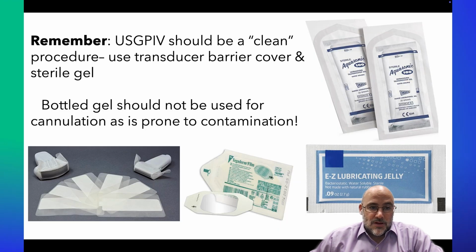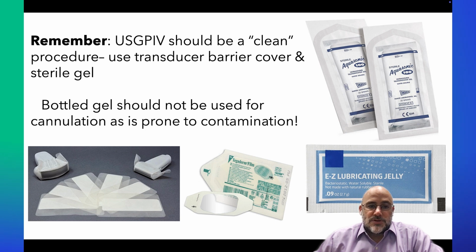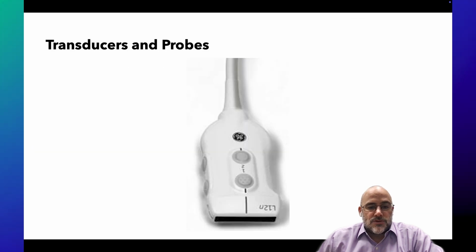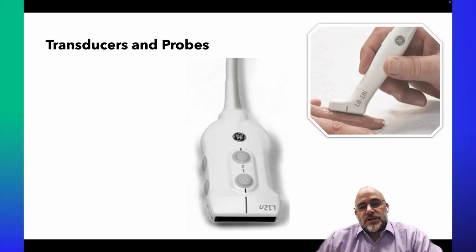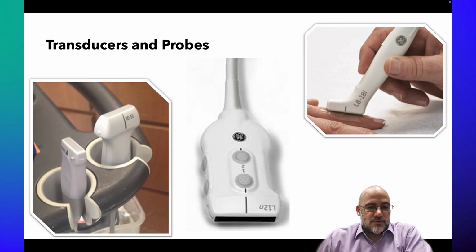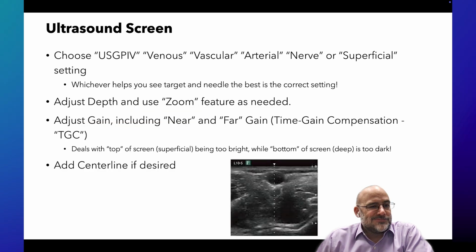And remember that ultrasound-guided peripheral IV placement is a clean procedure. We need to use a transducer barrier cover and a sterile gel. Bottled gel should not be used. So for the transducer, we're going to use a linear transducer. You can use a hockey stick, micro transducer, pick your poison. I tend to use the word transducer as opposed to probe because that little guy is what I think of whenever I hear that word.